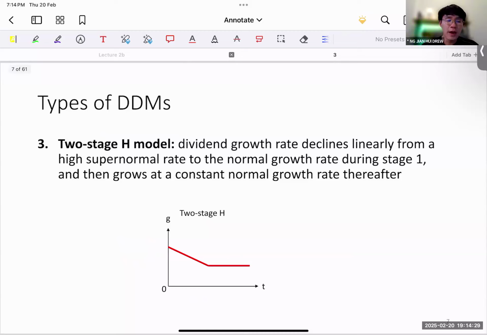For the two-stage model, we have another model which makes a bit more sense. It's called the H model. And the idea of the H model is that the growth would decline from a GS, growth supernatural, to a growth low, right? And there will be a linear decline over a period of time.